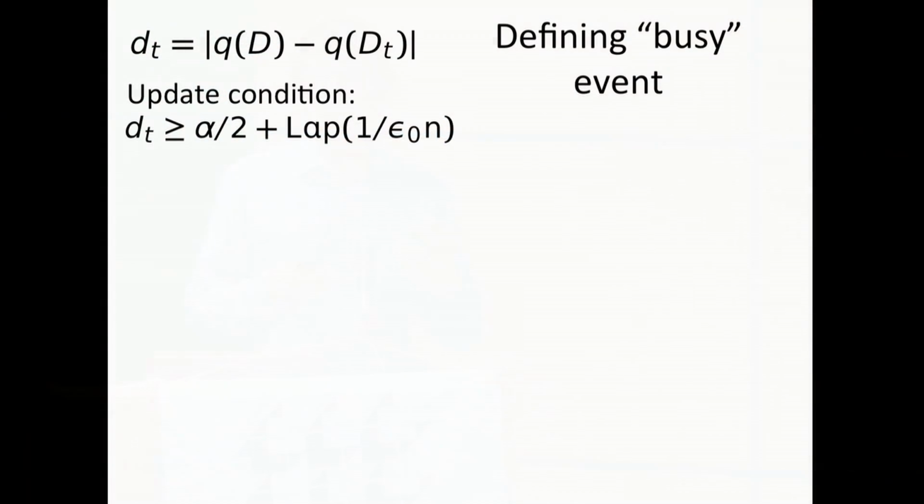Let me just say how you would define the busy event. It's actually probably what you already think. You look at the difference between the true answer and the approximate answer, and keep in mind that the update condition was just that these two quantities are far apart modulo random noise. Okay? So the difference between them, which I denote by d sub t, is bigger than this randomized threshold. That was just the update condition.